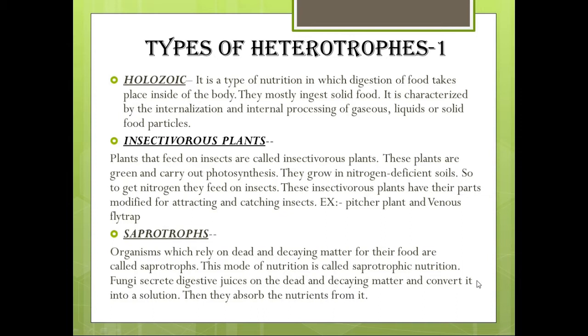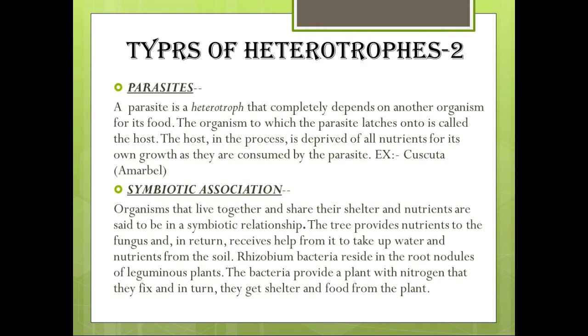Next is insectivorous plants. Plants that feed on insects are called insectivorous plants. The most common examples are the pitcher plant and Venus flytrap, and they eat insects to get nitrogen from the insects. Next is saprotrophs. Saprotrophs are the organisms which rely on dead and decaying matter for their food, so they are called saprotrophs, and this mode of nutrition is called saprotrophic nutrition. One of the common examples is fungus.